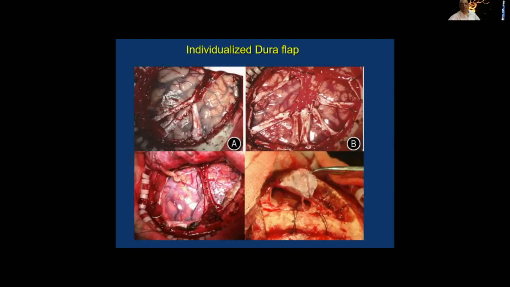The dura was also individually designed according to the anatomy of the main branches of the middle meningeal artery. In this case, we can see the spontaneous stoma coming from dura to cortex. So it's protected very, very well.